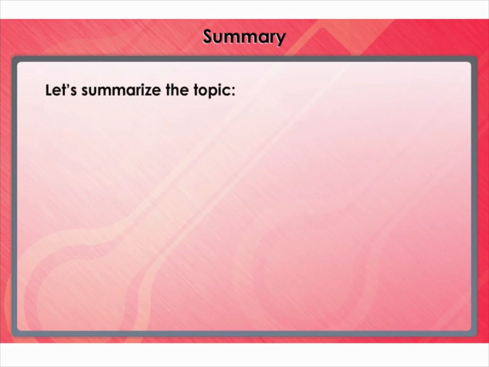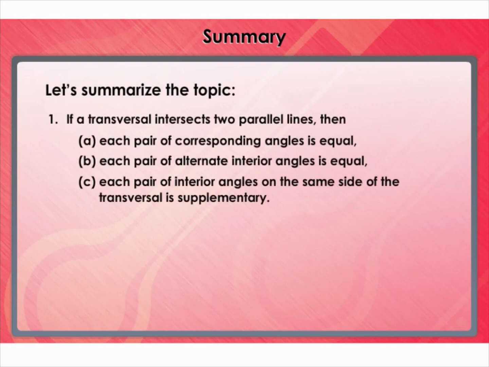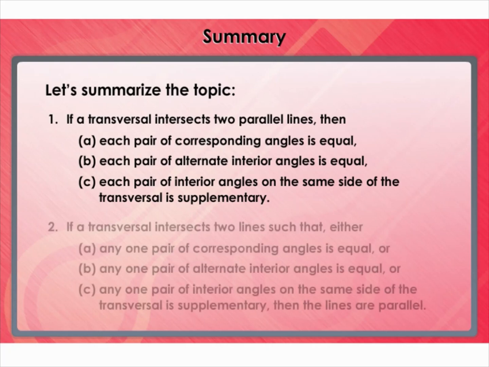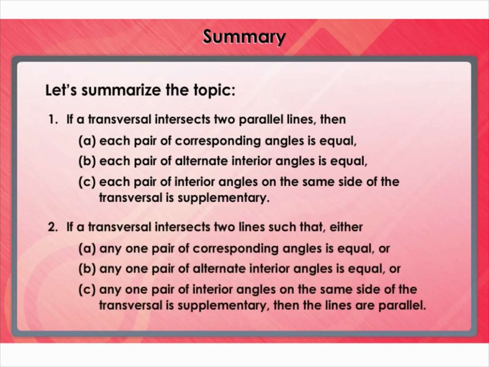Summary. Let's summarize the topic. If a transversal intersects two parallel lines, then each pair of corresponding angles is equal. Each pair of alternate interior angles is equal. Each pair of interior angles on the same side of the transversal is supplementary. If a transversal intersects two lines such that either any one pair of corresponding angles is equal, or any one pair of alternate interior angles is equal, or any one pair of interior angles on the same side of the transversal is supplementary, then the lines are parallel.